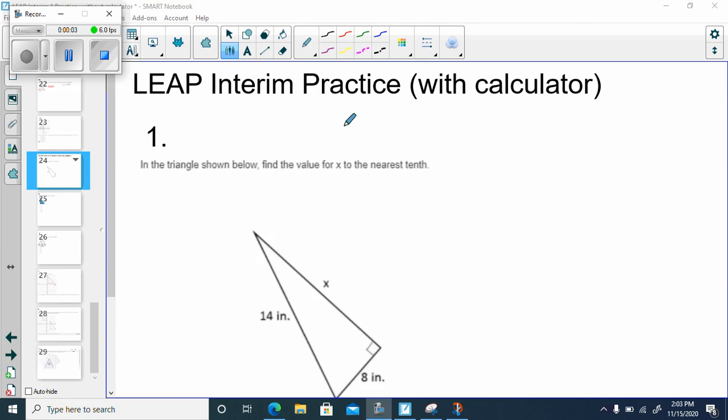This is LEAP interim practice. This is the part with calculator. So if you got your calculator, pull it out and let's work on it. In the triangle shown below, find the value for x to the nearest tenth.